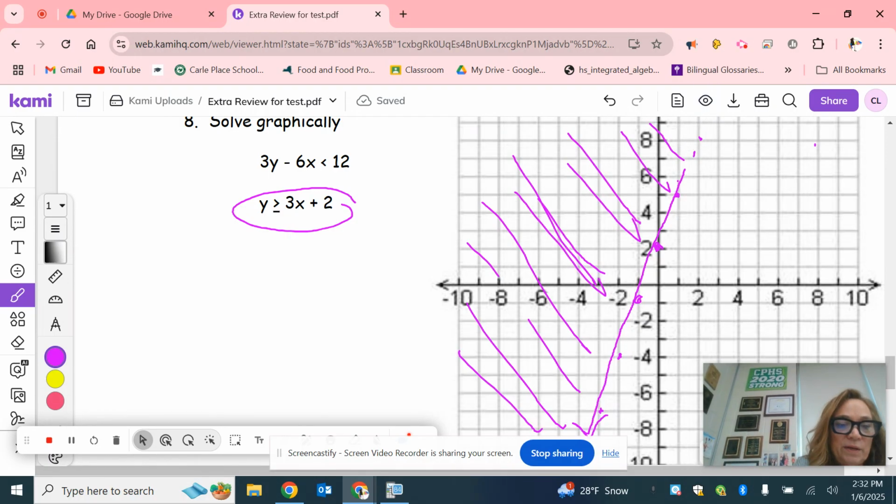All right, now this one I'm going to do in pink if I can get the pen to change. I don't know why this is happening.